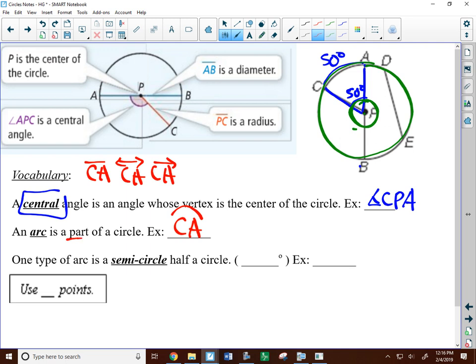And an arc, I should have mentioned this, we've done them with constructions. We didn't always do the full circle, we just did an arc. It's the simplest definition, part of a circle. Not the whole thing, just part of it.